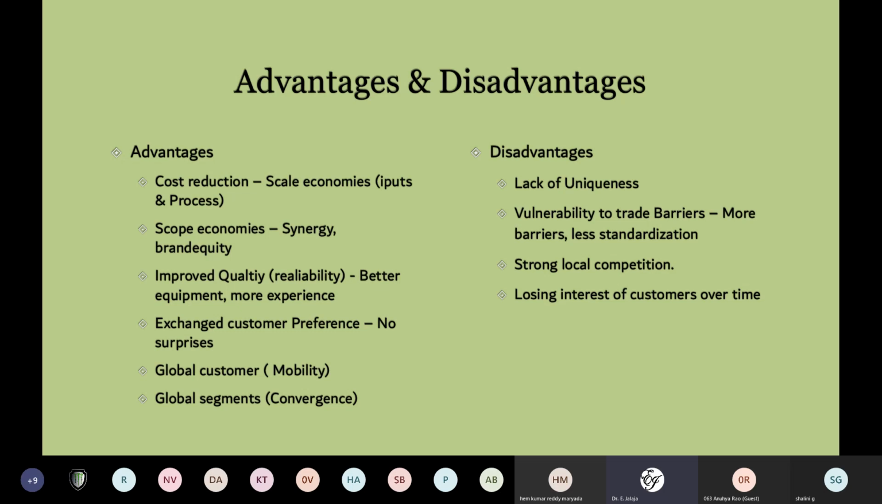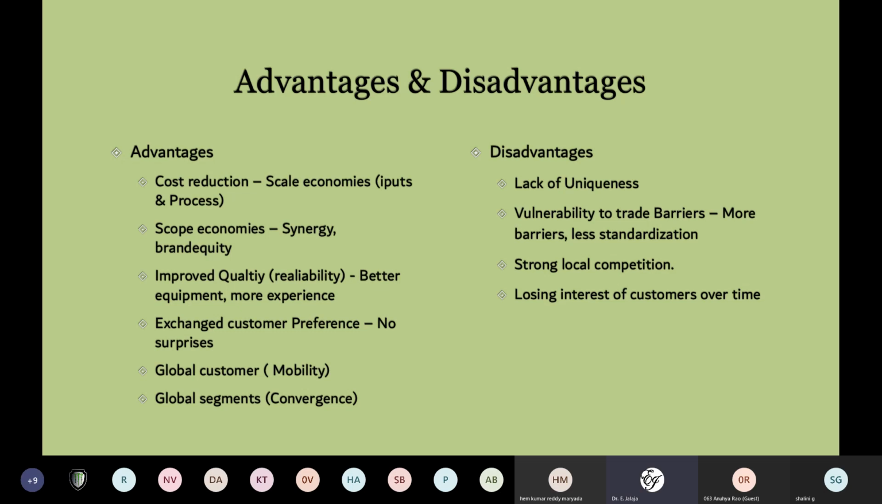The quality of the product is not considered as high because it is the same and it is offered to all, to the masses. So quality of the product never can be high, right? And you also will face strong local competition. The domestic market will give very tough competition to you because you are international, whereas they are domestic.